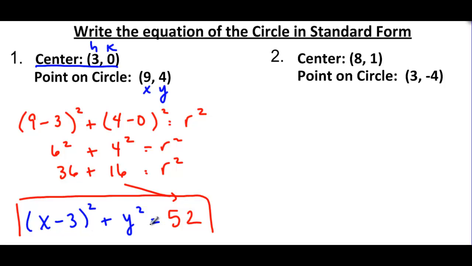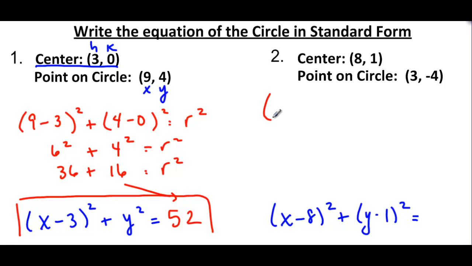And that's all you need to do. So if I look at my second problem, and if you want to pause it and try to do this on your own and see if you get the right answer, you can do that now. But I'm going to start off. I know my answer is (x − 8)² + (y − 1)². But again, I need to know what that r squared is.